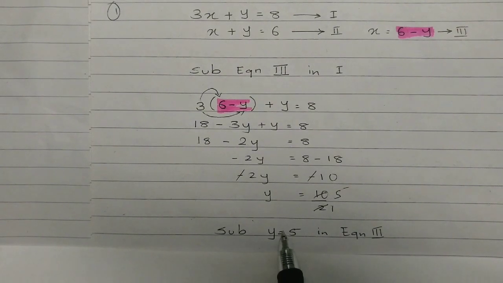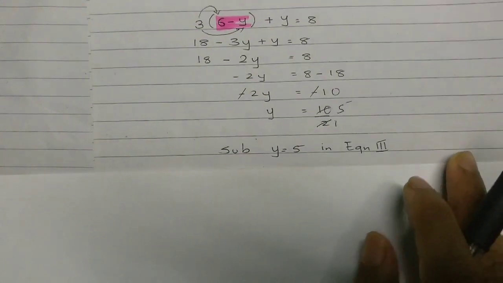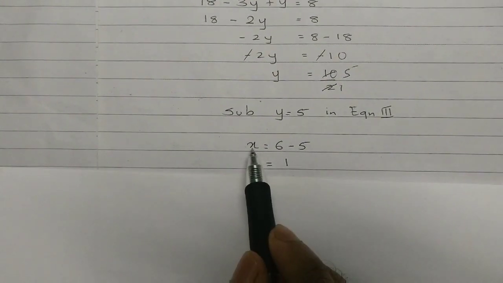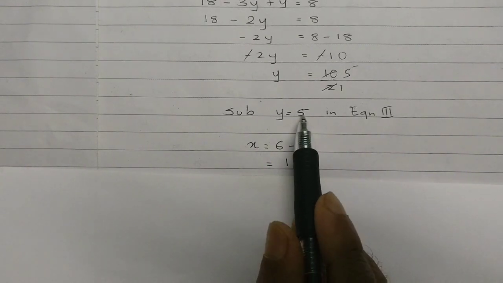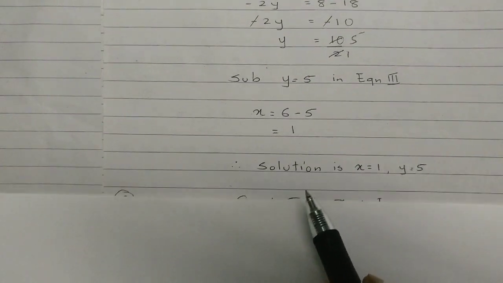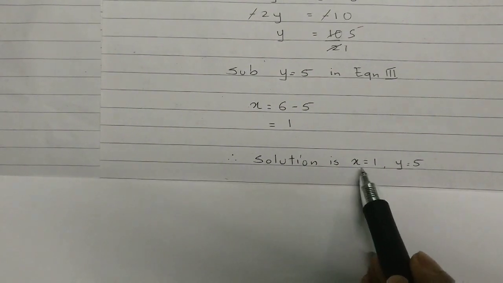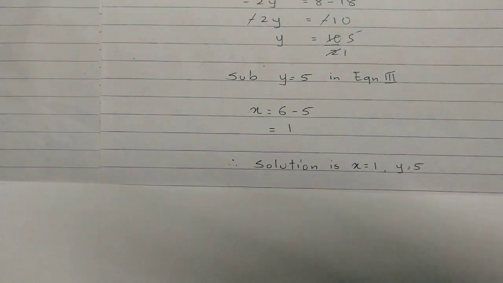Now this has to be substituted in the equation that you created. So this would become x is equal to 6 minus y. So y is 5 over here. So 6 minus 5 is equal to 1. And therefore my solution is x is equal to 1 and y is equal to 5.